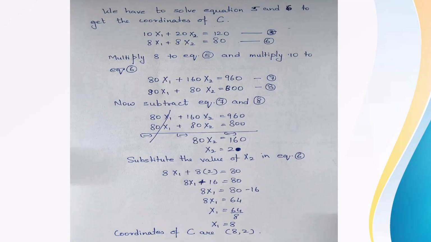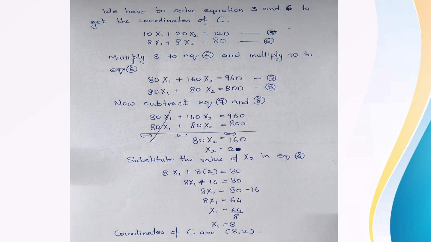So now we have to solve these two equations, that is 10x1 plus 20x2 is equals to 120 and 8x1 plus 8x2 is equals to 80. Now to solve, at least one of the variables should be equal so that we can cancel it out. Here no variables are equal, so we have to cross multiply. We are multiplying equation 5 with 8 and equation 6 with 10 so that we can get at least one variable with equal numbers.